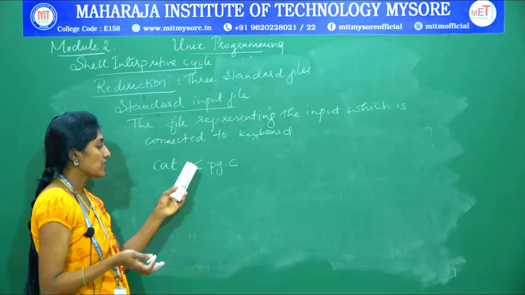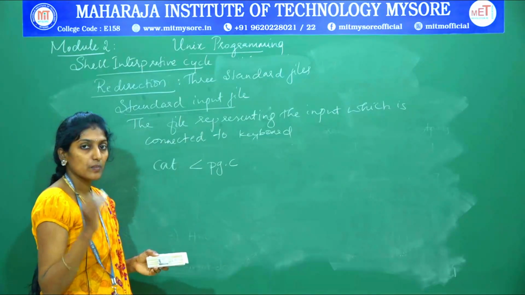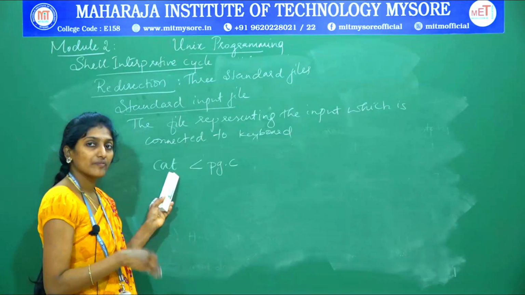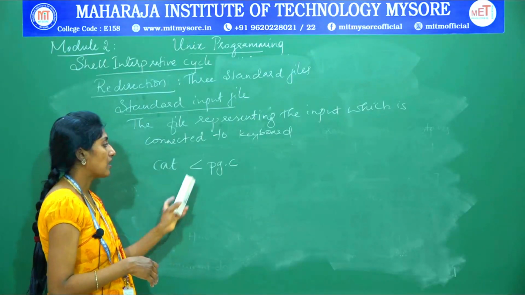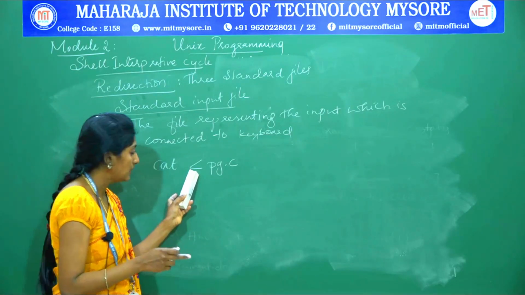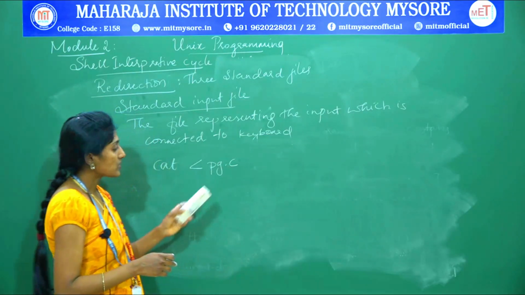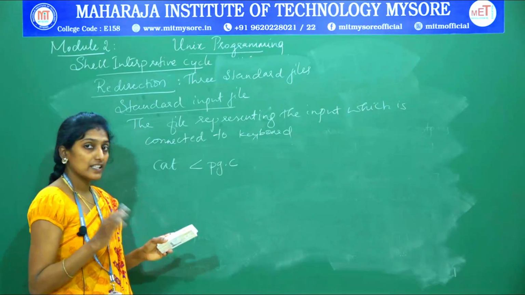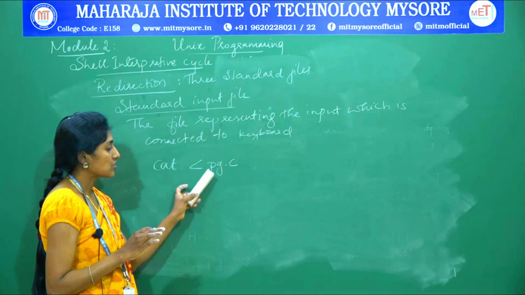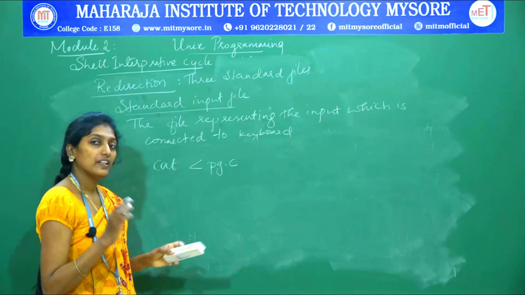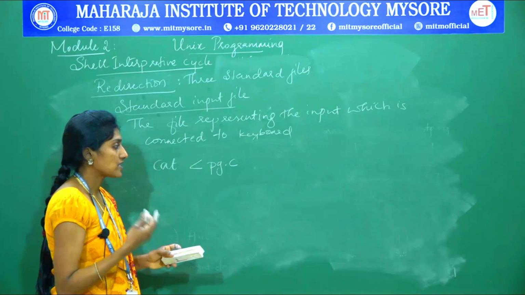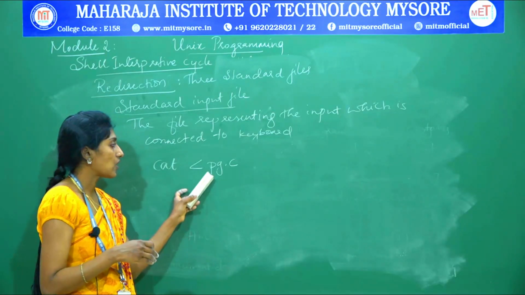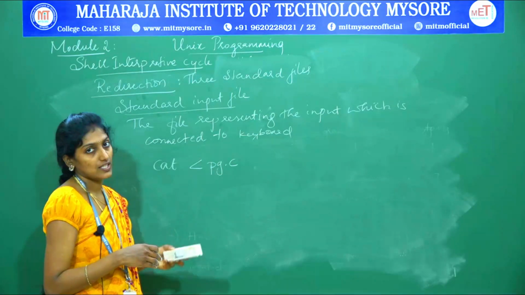So the next one is using this redirection operator, that is the less than symbol, to provide the input for any command. Let me consider a cat command with the redirection symbol less than, pg.c. If the file does not exist in the current directory, it is going to create pg.c. But if pg.c is already there, it is going to override the content which already exists within the file.